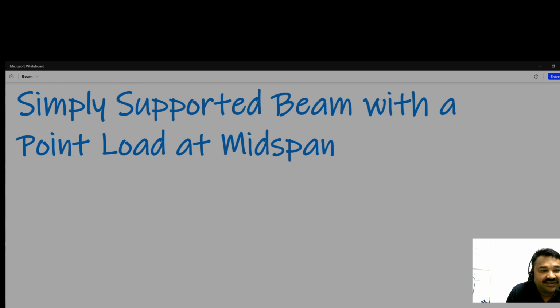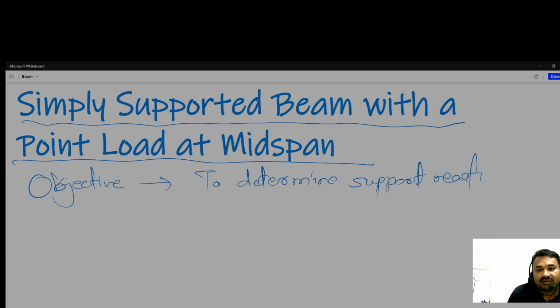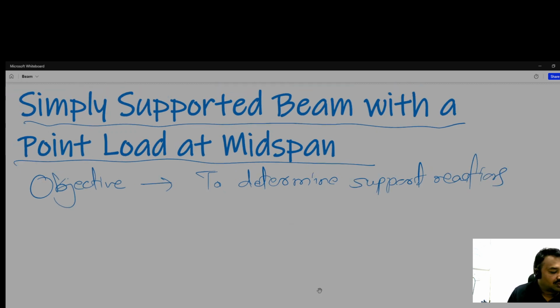Let us discuss the simply supported beam with a point load at midpoint. Our objective here is to determine the support reactions. Support reactions. Okay.